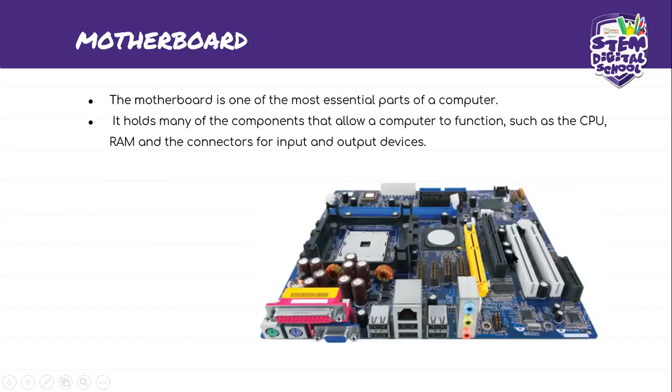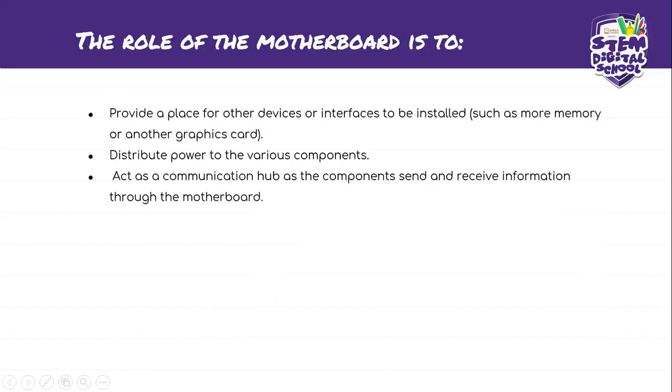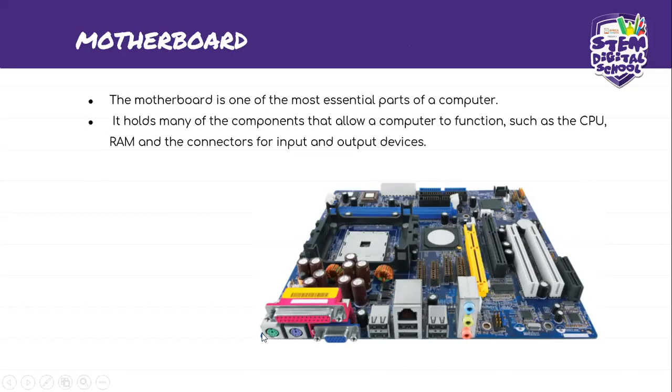You can connect your keyboard to the computer. You can connect your printers, your speakers, etc. So the motherboard holds a place for those things. It provides a place for the other devices or interfaces to be installed. So it provides a place for you to connect those devices. So there's a place for connecting other devices in the motherboard.